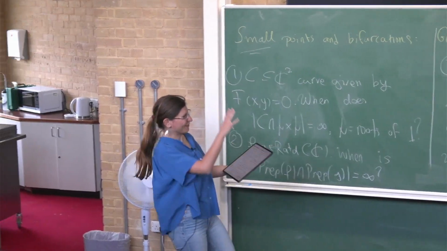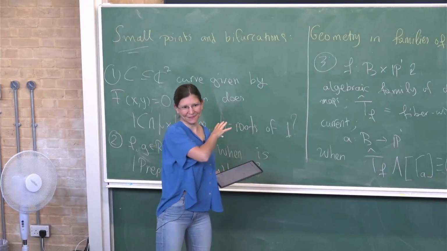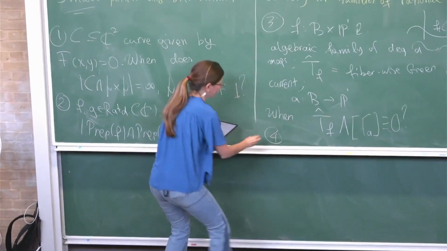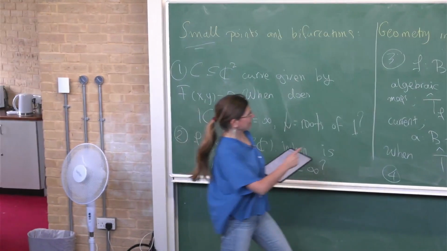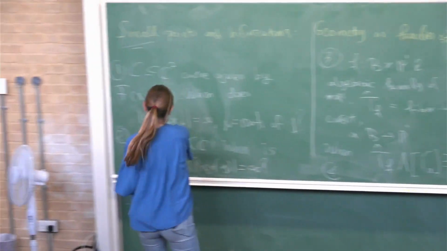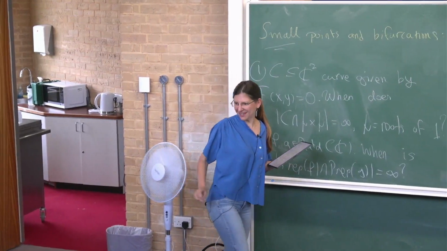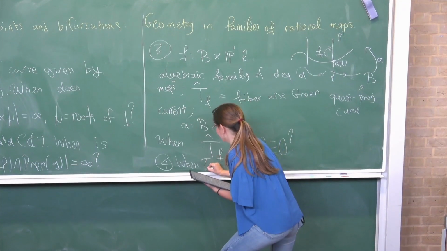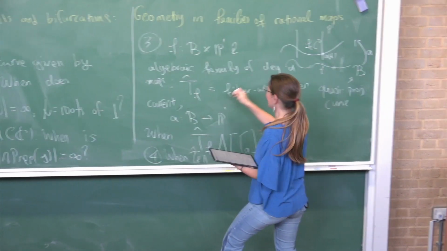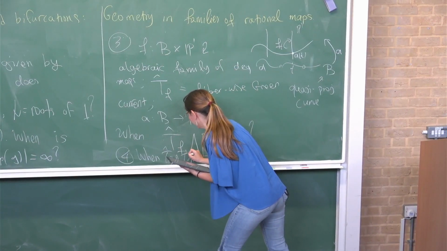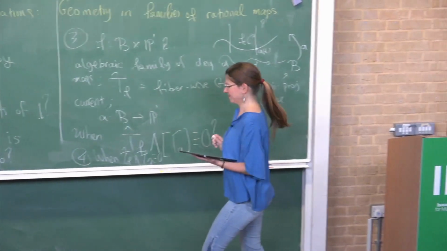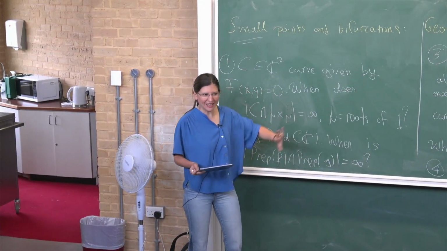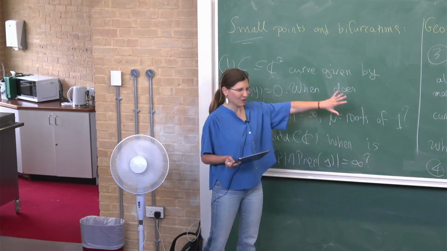Okay, now just to see the flavor. This is a question on bifurcations. And the fourth question that I don't have space to write, but I'll fit it here, is, okay, now you have two families of maps, and it's when are the bifurcation currents of these two families equal to 0? Okay, so we'll keep the questions in mind. If you don't understand them, they will make sense.